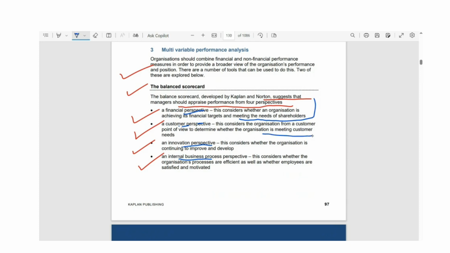Customer perspective: the customer's point of view determines whether the organization is meeting customer needs, so whether they are producing according to customer requirements. Innovation: whether the organization is continuing to improve and develop, like IT and computers. If they are not coping with innovation, they may be out of the market. Example: Nokia. Internal business process perspective: this considers whether the organization's processes are efficient as well as whether employees are satisfied and motivated.